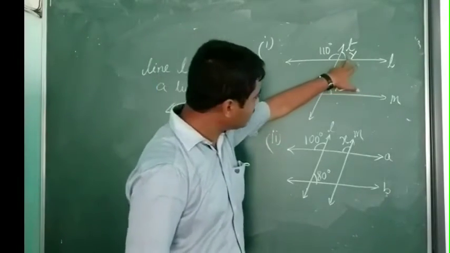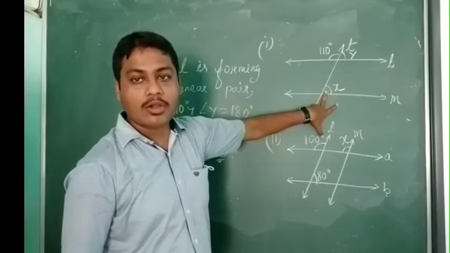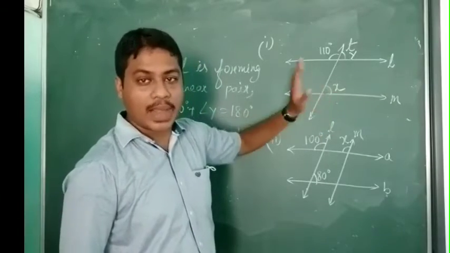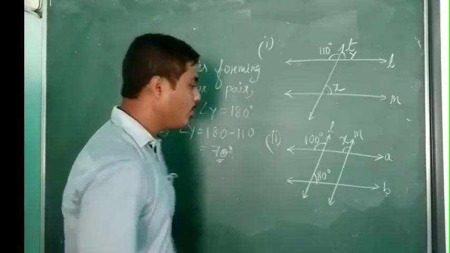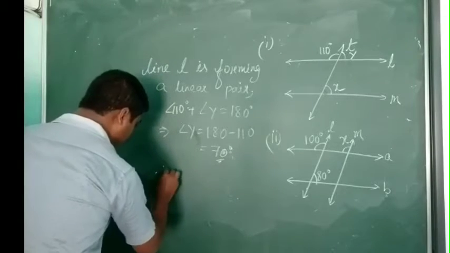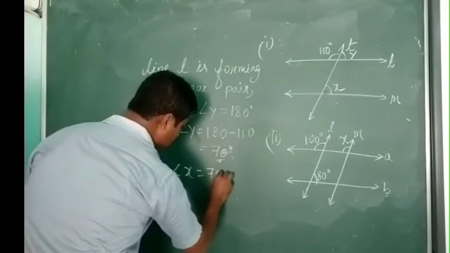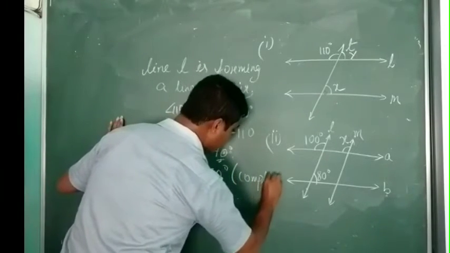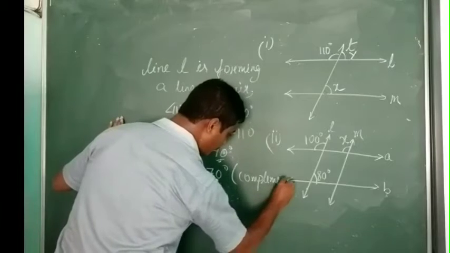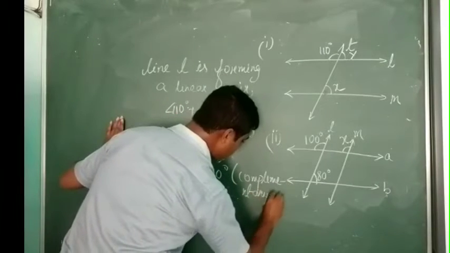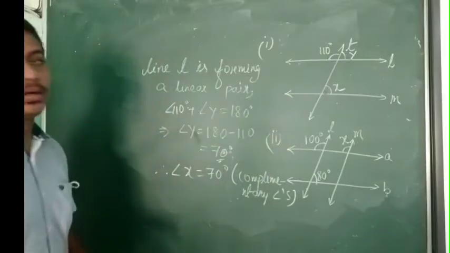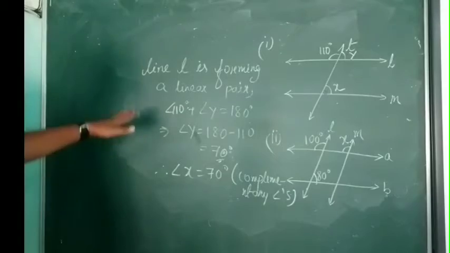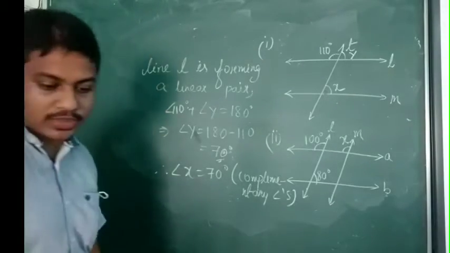Now this angle and this angle are corresponding angles, and we know that when corresponding angles are formed by parallel lines, the angles are equal. Therefore angle x will be equal to 70 degrees. Just in brackets you write complementary angles. So the first one we have done. Let us move to the next question. You can pause it and write it from here. So I am moving to the next question, question number 2.